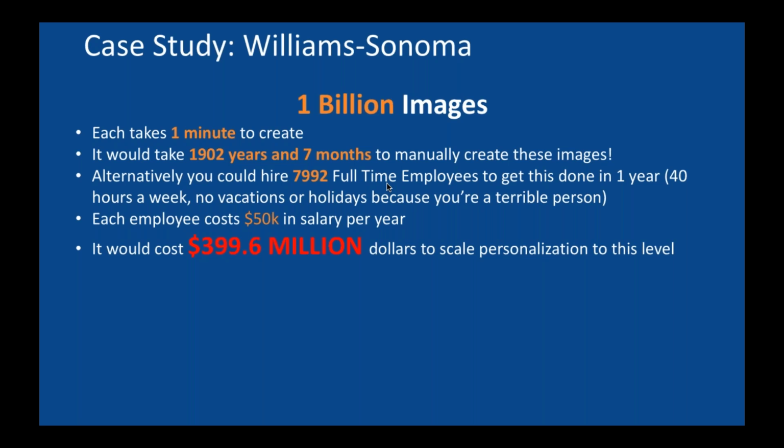Alternatively, you could hire 7,992 full-time employees to get this done in 1 year. 40 hours a week. This math assumes they're not working 24 hours a day, 7 days a week, but 40 hours a week. But they don't get vacations or holidays because you're a terrible boss. And then let's assume each one of these 7,992 full-time employees costs $50,000 in salary per year, including benefits and all that, so you don't pay them that well either.